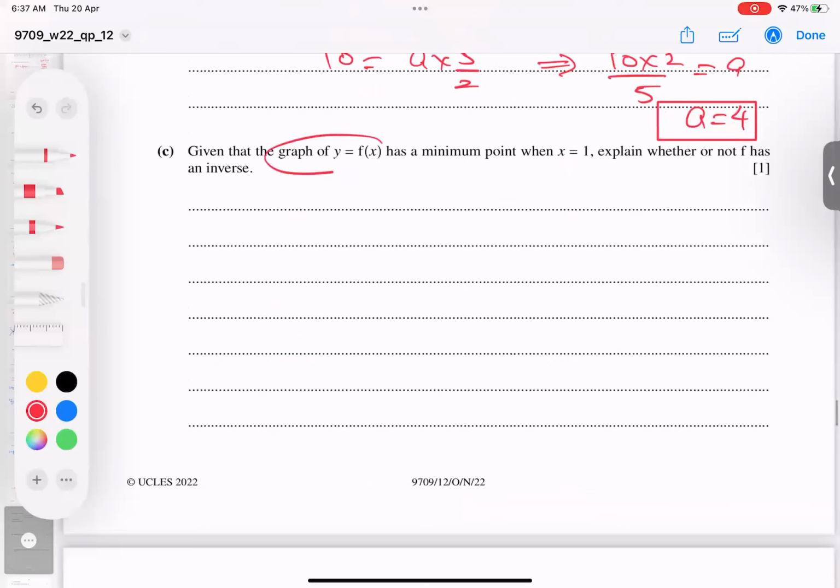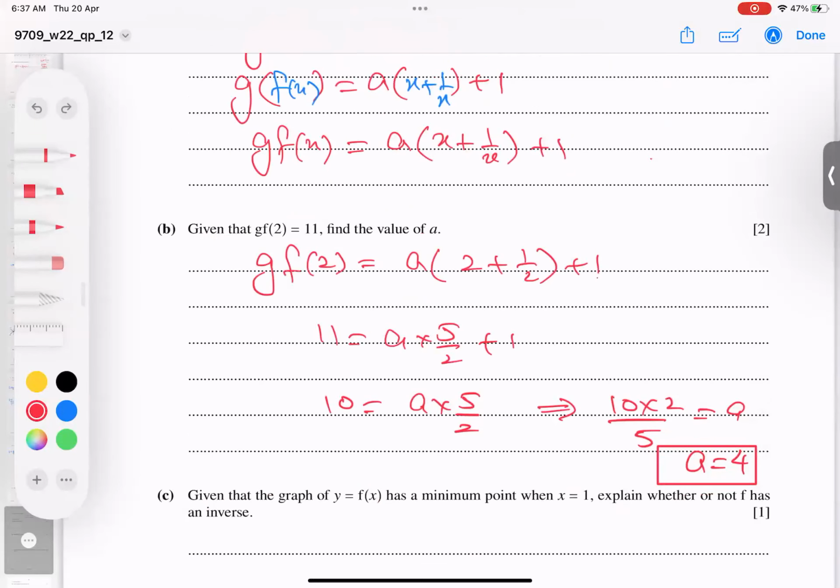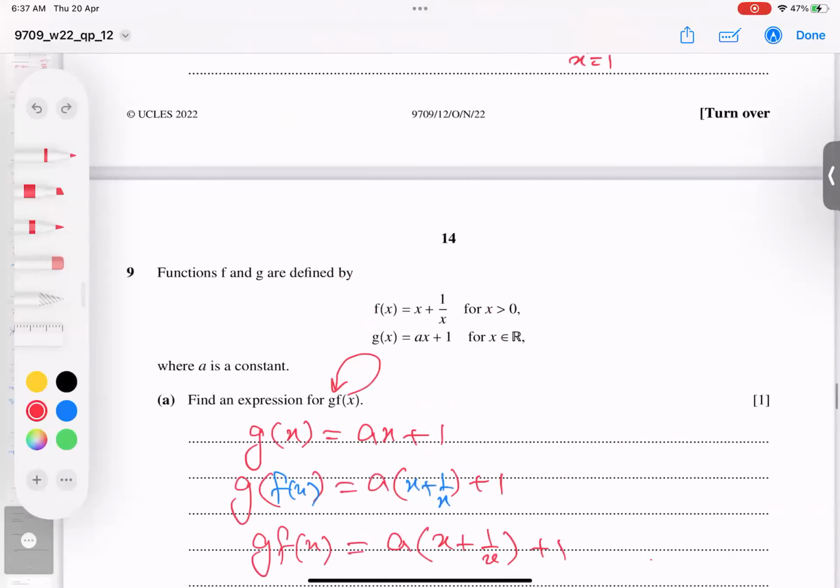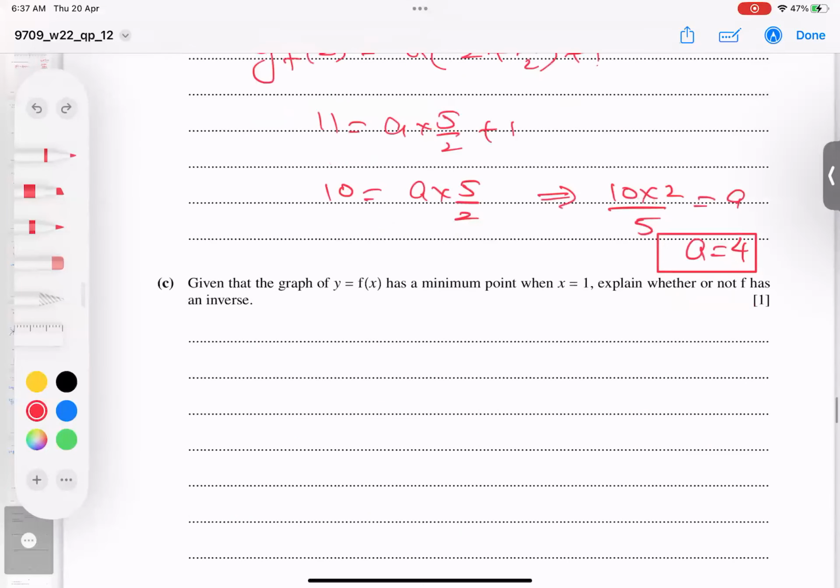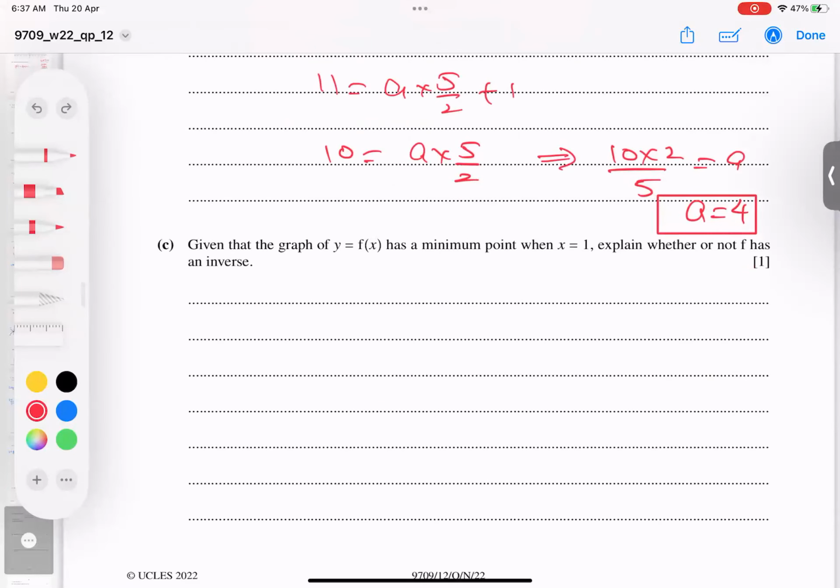Given that the function has a minimum point when x is 1, explain whether function f has an inverse or not. So make sure, normally we have f(x) where here f(x). So he mentioned that the function at x equals 1 has a minimum point. So whether it has a minimum point at 1, whether the function has an inverse or not.